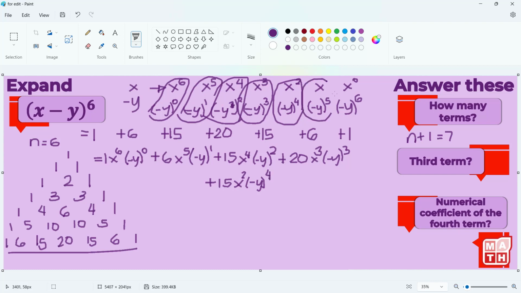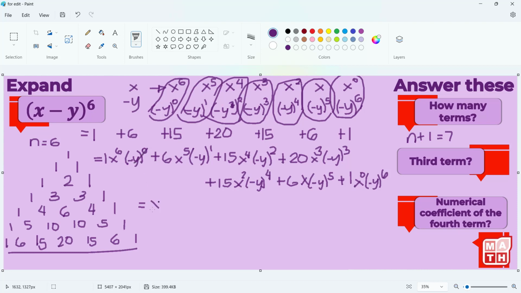Then the second to the last pair will be paired with 6x. You have negative y raised to the power of 5. And finally plus 1, times x to the power of 0 and negative y raised to the power of 6. That corresponds to this pair here. Now let's tread lightly and slowly here as we are going to simplify now the terms. This is 1. Any term or expression or coefficient raised to the power of 0 is just 1.